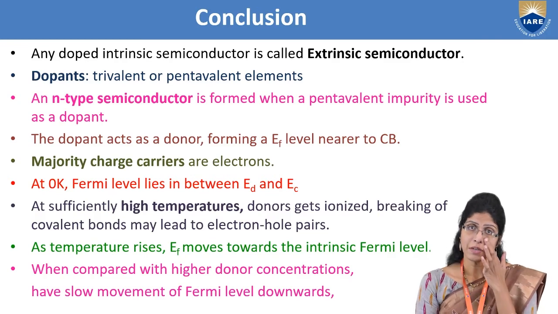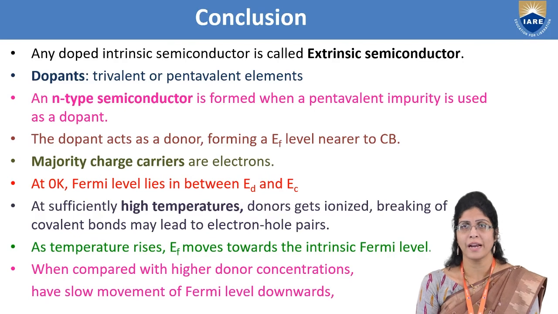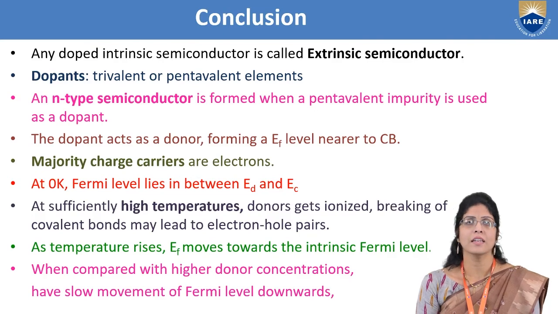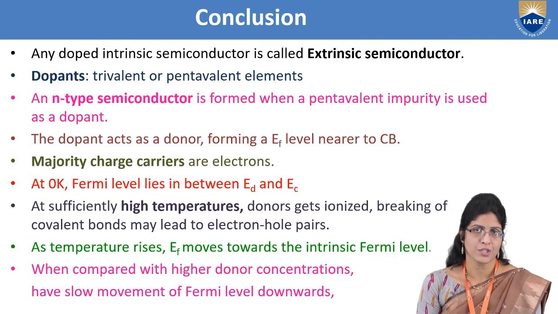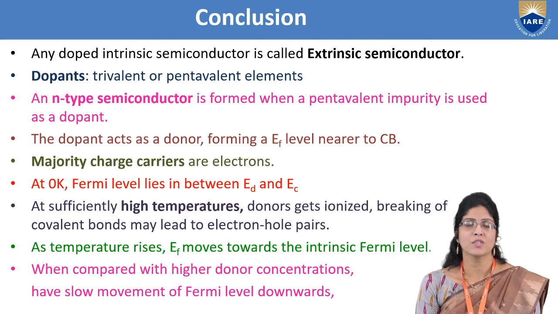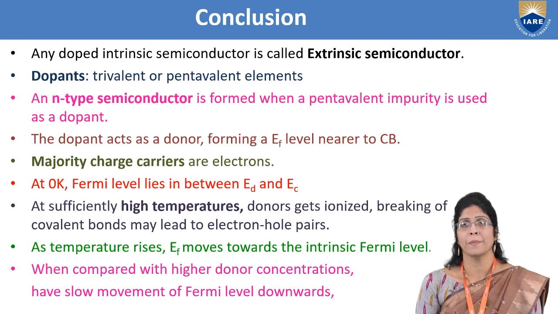And this dopant, when you add it, will form an energy level beneath the conduction band. The majority charge carriers will always be the electrons, even as you raise the temperature. At 0 Kelvin, the Fermi level always lies between ED and EC. But as you raise the temperature, the donors will get ionized, and the breaking of covalent bonds will also happen, and may even lead to electron-hole pair generation.